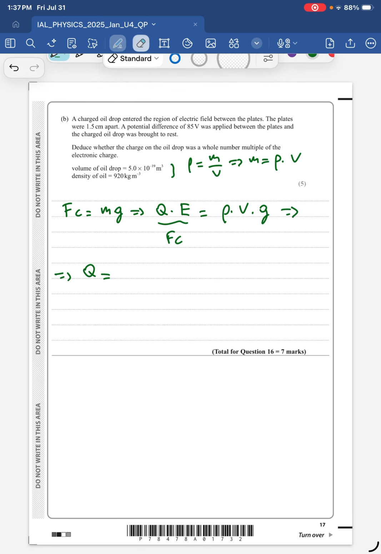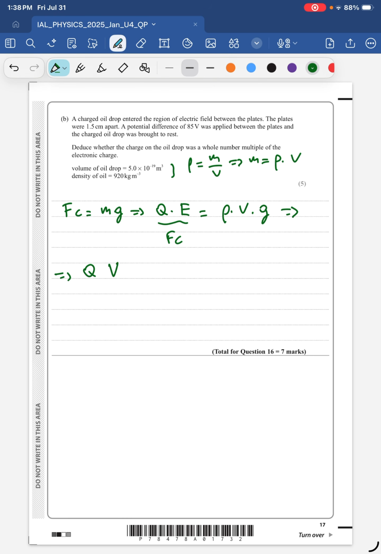E is the voltage over the distance, and this is equal to rho times V times G. So let's solve for Q to see what we find. Q equals rho times the volume times G times D, over the voltage.